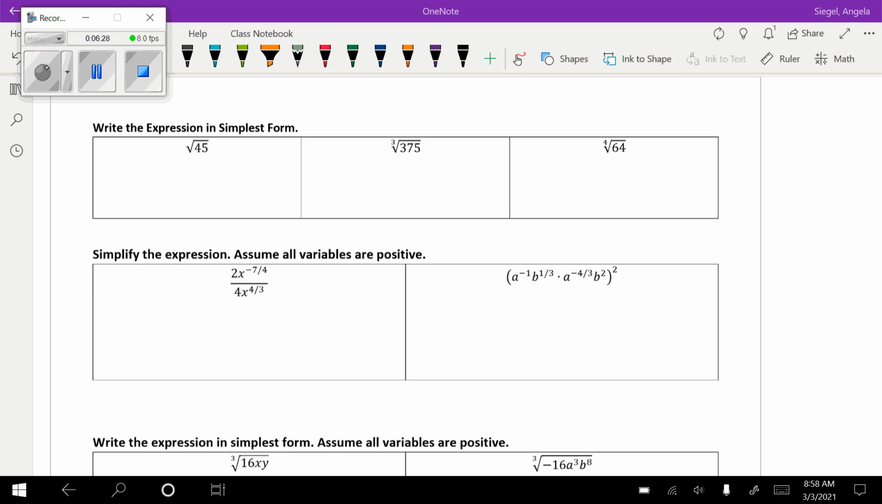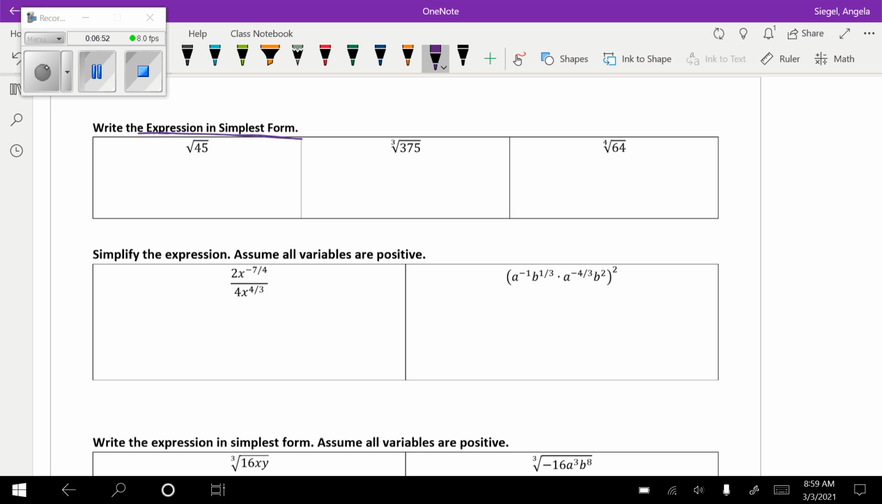Okay, now we are going to switch gears a little bit, and we're going to write the expression in simplest form. So we are going to find perfect squares in this case, or perfect cubes in this case, or perfect fourths in this case. So think about that list that you got in lesson 1.